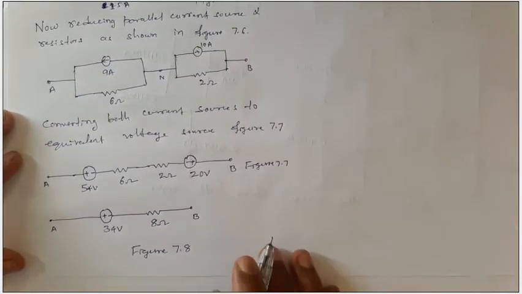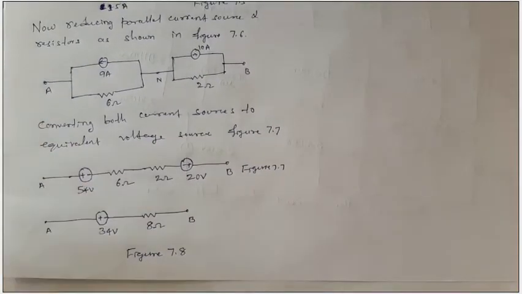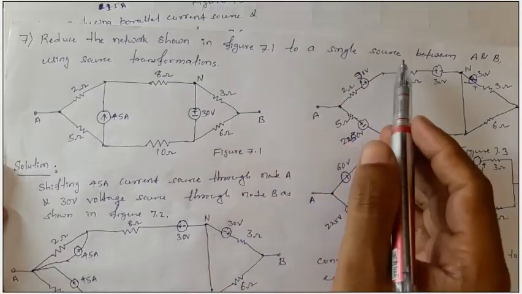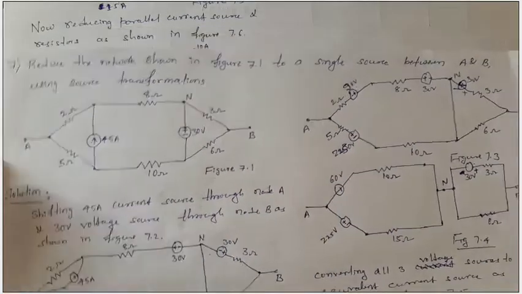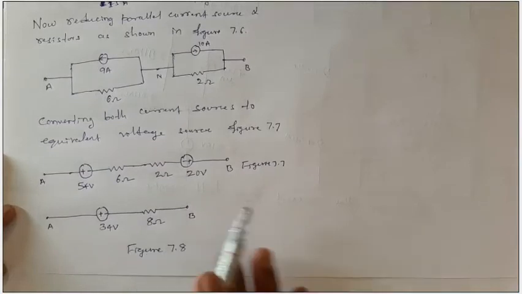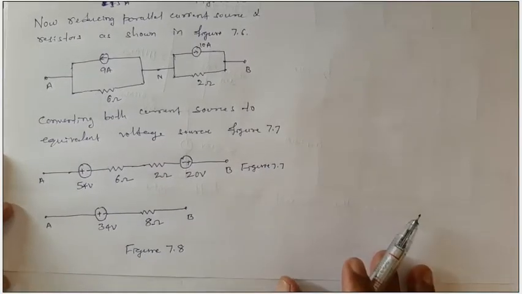7.7. Okay, dear students, the question was to reduce the network shown in the figure to a single source between A and B using source transformation. We have reduced the network, dear students. Hope this is clear to all of you. With this, we'll proceed further to the next problem, that is problem number 8.